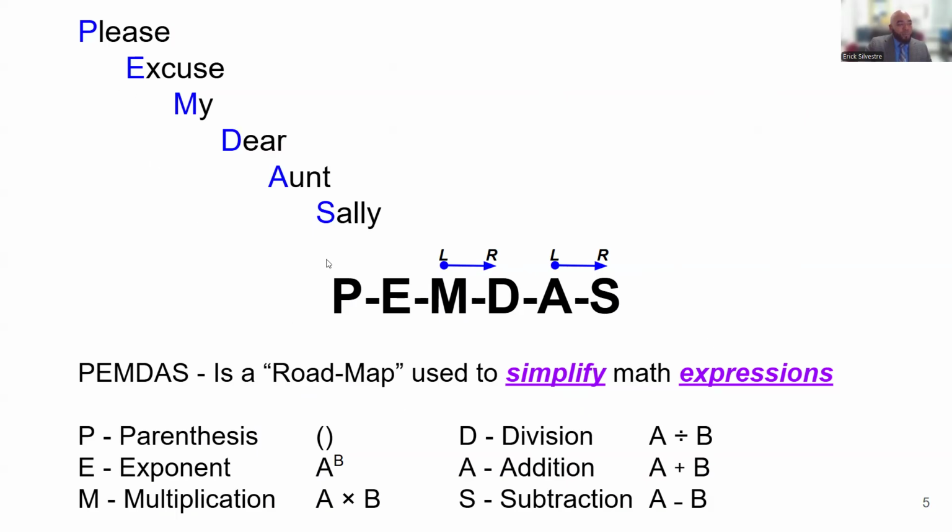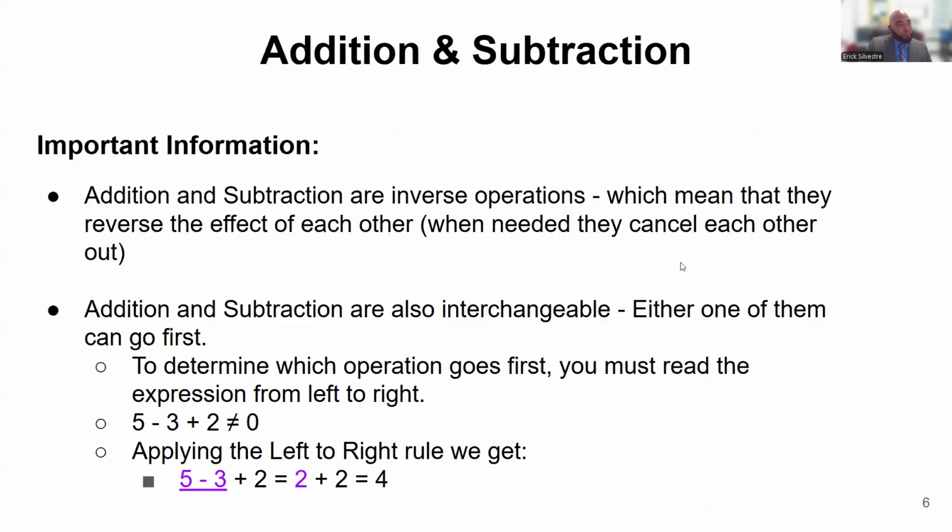The P in PEMDAS stands for parentheses. The E stands for exponents. The M stands for multiplication. The D stands for division. The A stands for addition. And the S stands for subtraction. But like we said previously, multiplication and division are interchangeable, so you have to see which one comes first when you go from left to right. Same thing for addition and subtraction. They are also interchangeable, so you have to see which one comes first when we go from left to right.